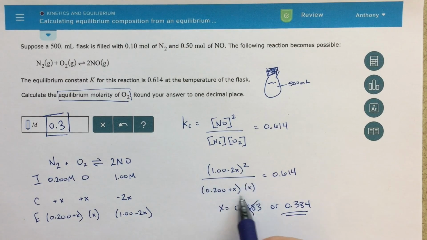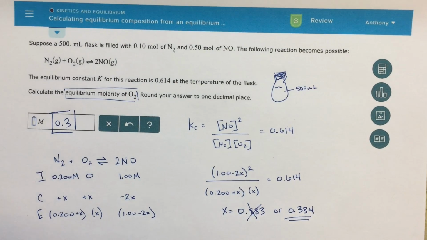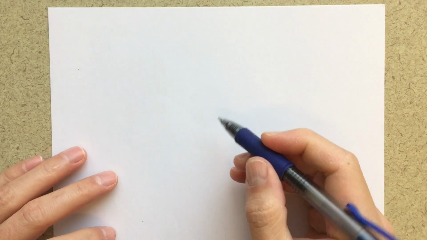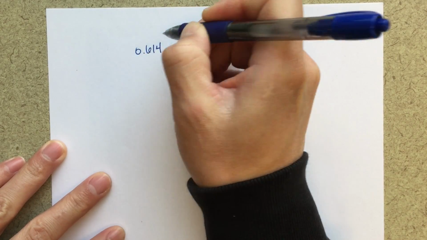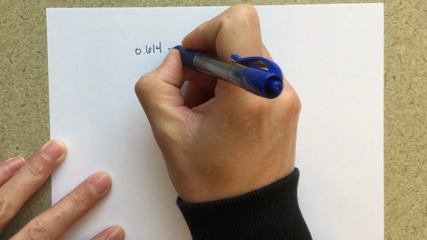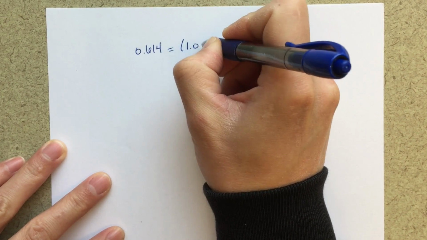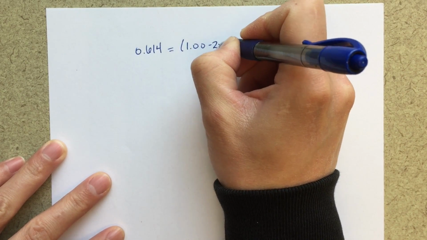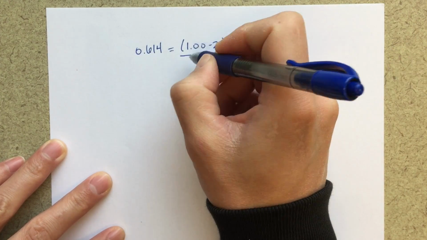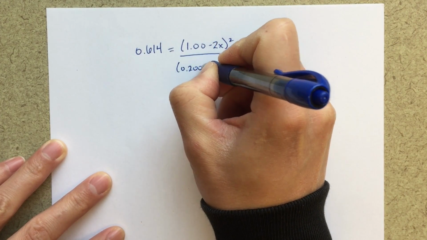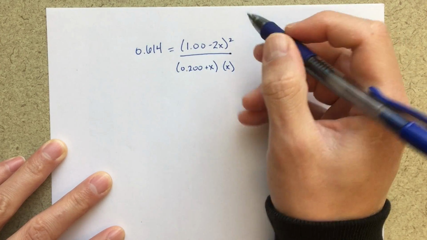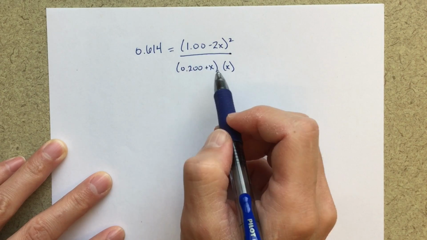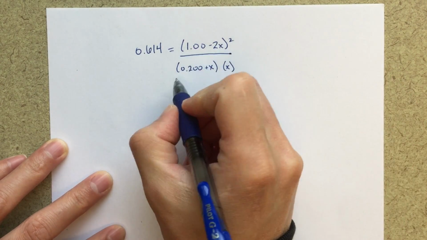Now, in terms of simplifying this, I know that some people might want to see how to do that, so I'm going to do that really quickly. All right, so if I wanted to solve this using algebra and the quadratic formula, I'm going to start by rewriting my equilibrium constant expression, (1 minus 2x) squared over (0.200 plus x) times x. The first thing I'm going to do is expand both of these, so start breaking down the parentheses.